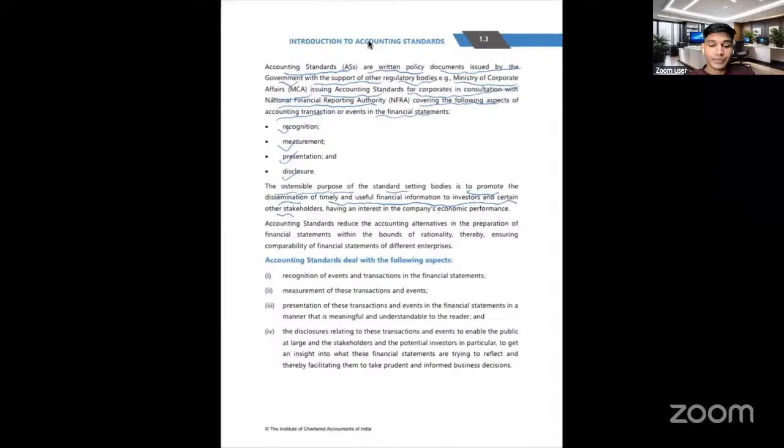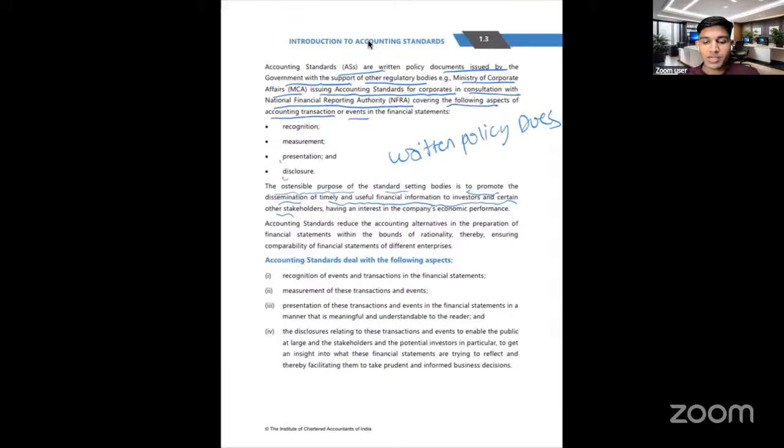Here we will see that accounting standards are written policy documents issued by the government with support of other regulatory bodies. For example, the Ministry of Corporate Affairs issues accounting standards for corporates in consultation with the National Financial Reporting Authority (NFRA), covering the following aspects of accounting transactions and events in the financial statements: recognition, measurement, presentation, and disclosure.